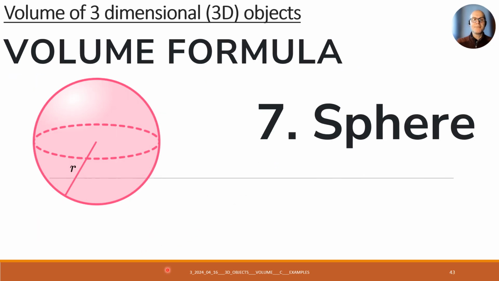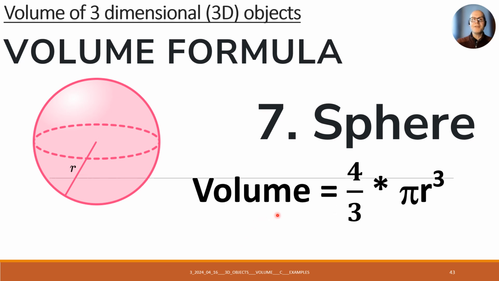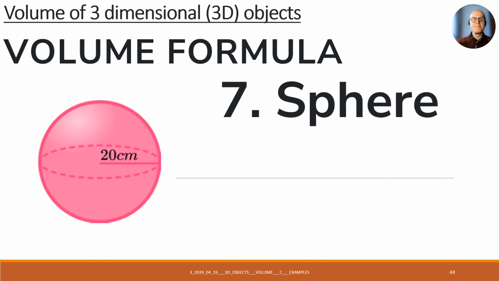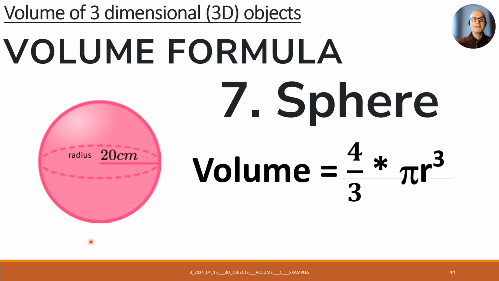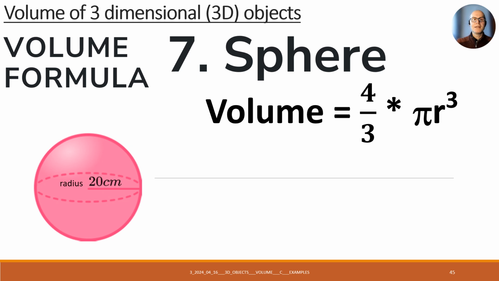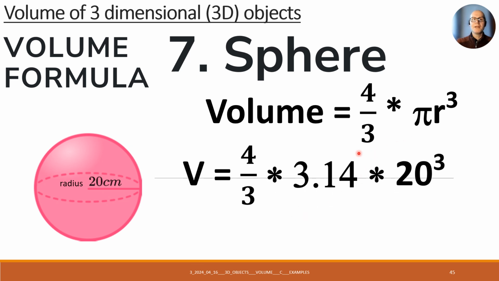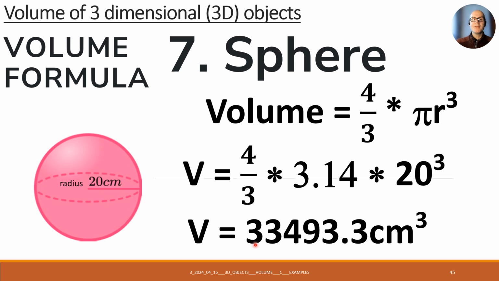Next example, a sphere. The volume formula for a sphere is 4/3 times pi r cubed. In this example, the radius r is 20 centimeters. Let's input that into the formula. 4/3 times pi 3.14 to 2 decimal places times 20 cubed, r cubed. R equals 20. That results in 33,493.3 centimeters cubed.